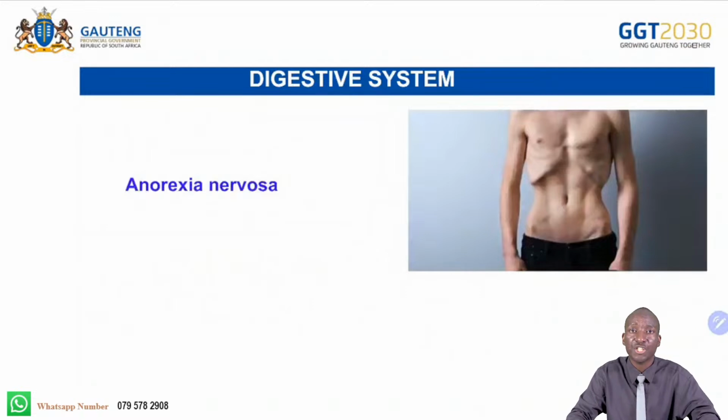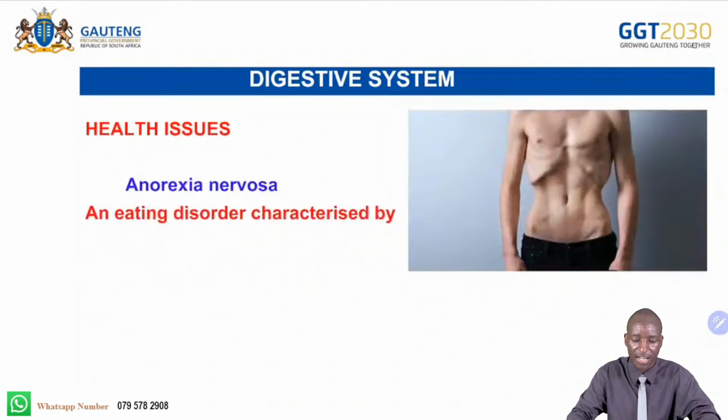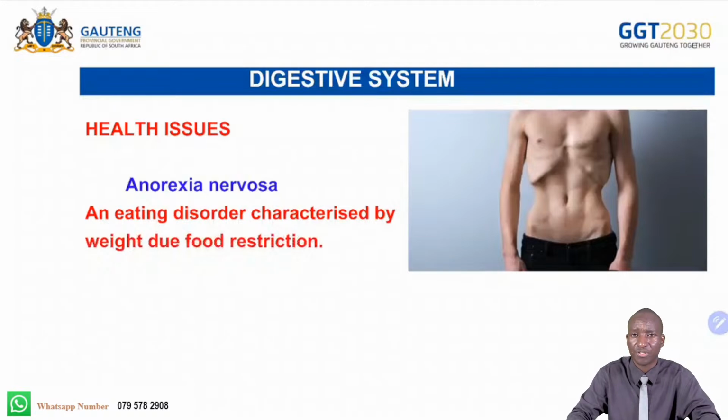What other health issue do we need to discuss? Under the digestive system, we've got what is called anorexia nervosa. What is this one? It is an eating disorder characterized by weight loss due to food restriction. If you don't get enough food, or you get limited food supplies, or you do not eat a balanced diet, which means any lack of the essential nutrients to your body system, it is going to cause your weight to deteriorate. It's going to be disturbed, and then you develop a disorder which is called anorexia nervosa.